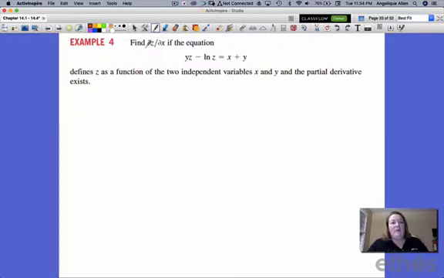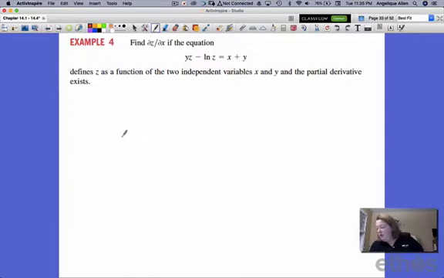All right, find dz dx if this equation defines z as a function of two independent variables x and y, and the partial derivative does exist. Okay, now solving for z is a headache here. It's one way to go, and it would be easier to take the derivative of a function if it was in the form z equals some kind of function of xy, but it's not.